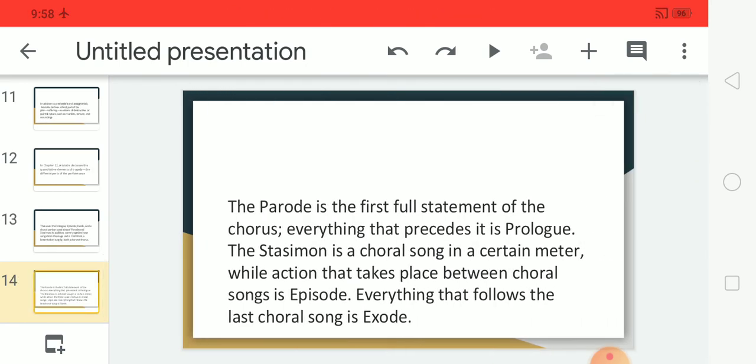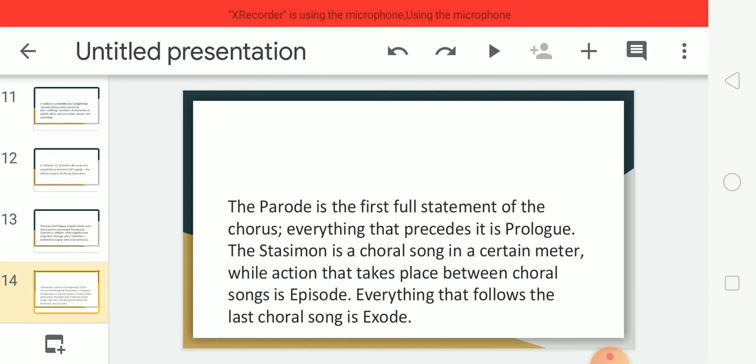The parod is the first full statement of the chorus that they are going to present in the beginning. Everything that precedes it is prologue. So they begin with parod, and after that the prologue begins. And the stasimon is a choral song in a certain meter. The action that takes place between choral songs is episode.